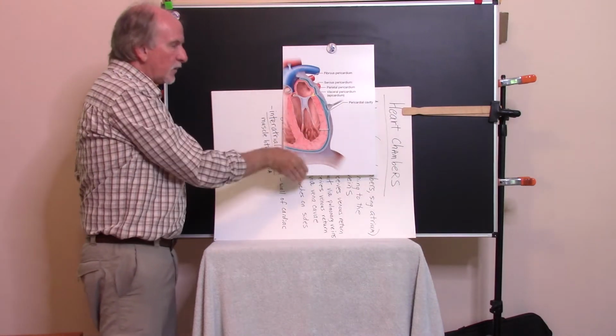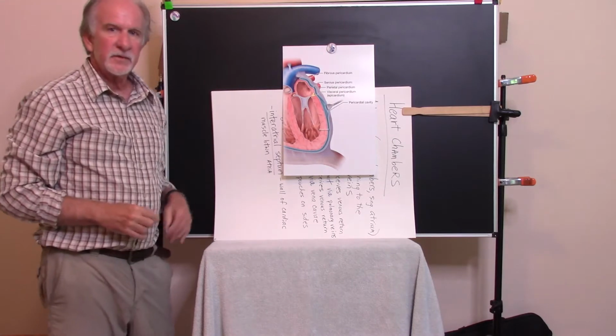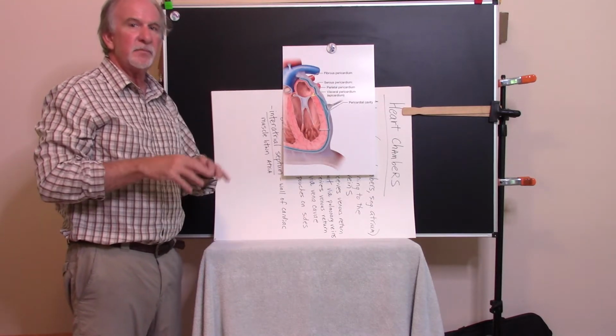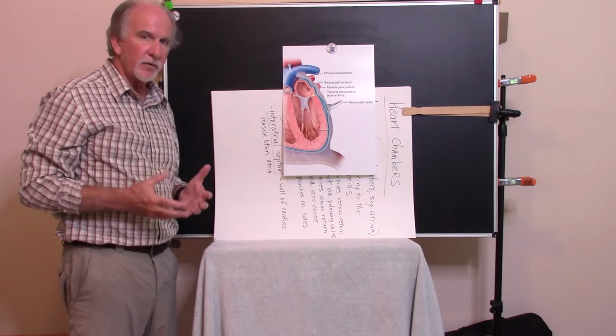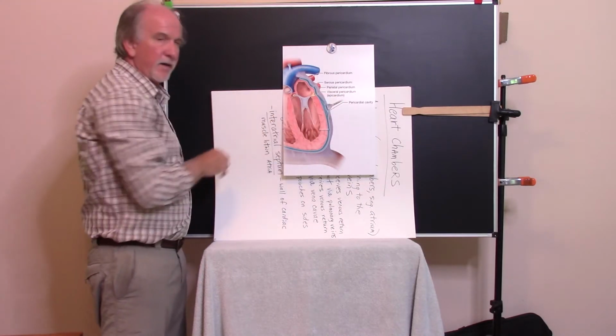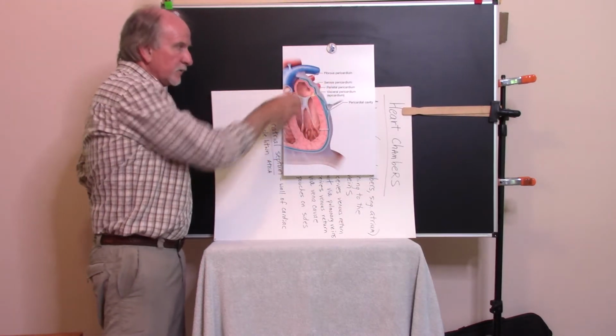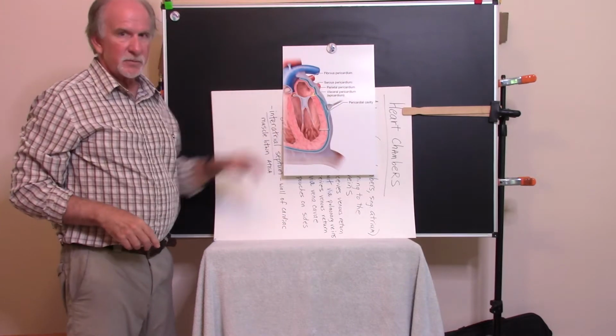The visceral layer is also known as the epicardium. There's a cavity filled with a pericardial fluid, it's very watery, called the pericardial cavity. That's between the two layers that make up the serous pericardium.